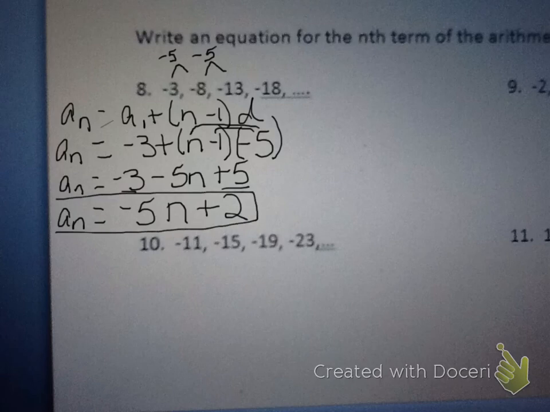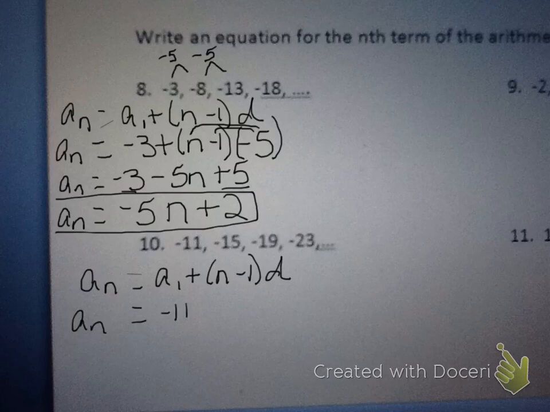Number 10, again, I'm going to write the formula down. My first term is negative 11. And my d. From negative 11 to negative 14, we had to subtract 4. From negative 15 to negative 19, we had to subtract 4. So my common difference is a negative 4. And again, I have to enclose it in parentheses.